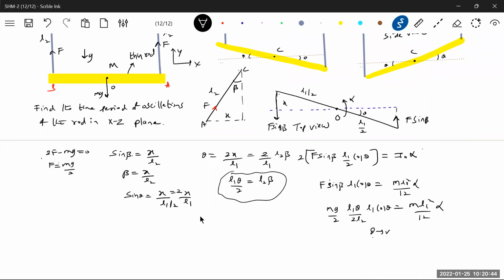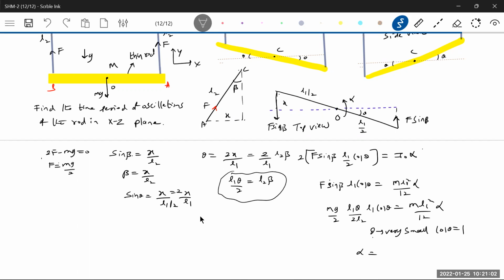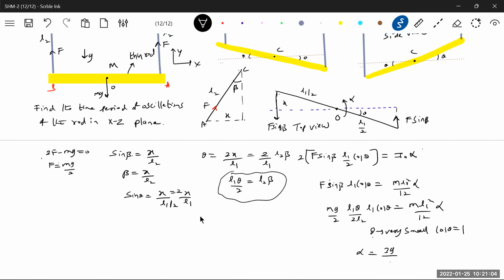Theta very small, cos theta equal to 1. Anybody? 3g by 2L2. Only 3g by L2 into theta.